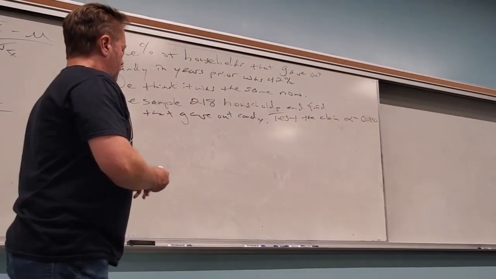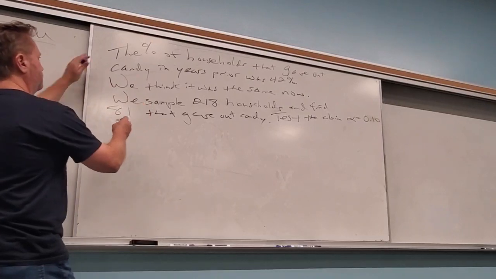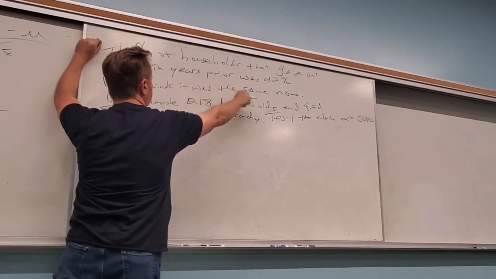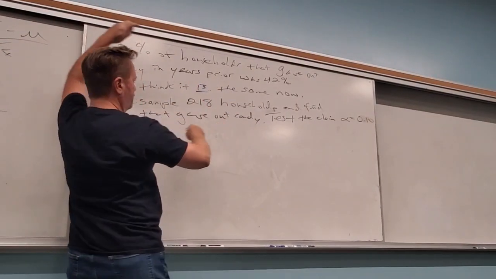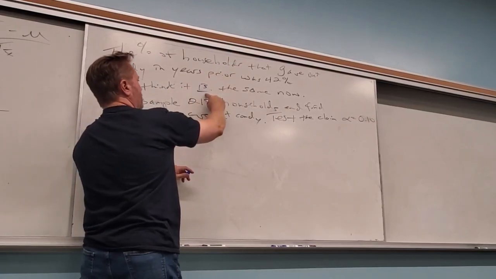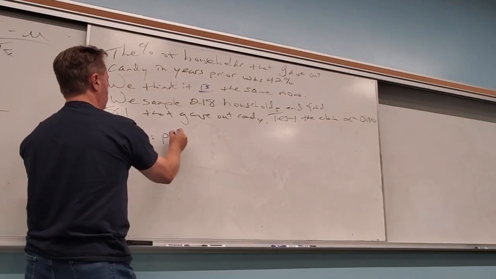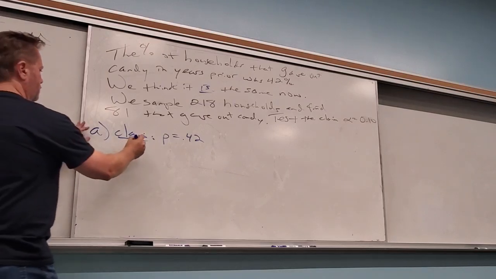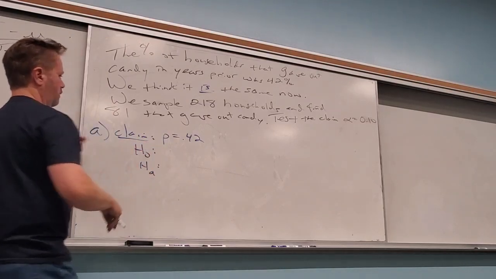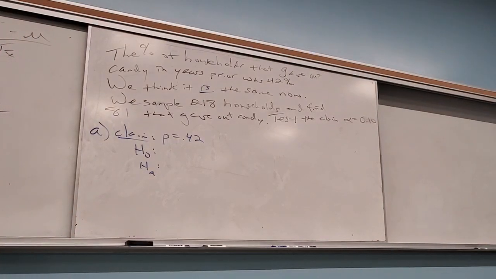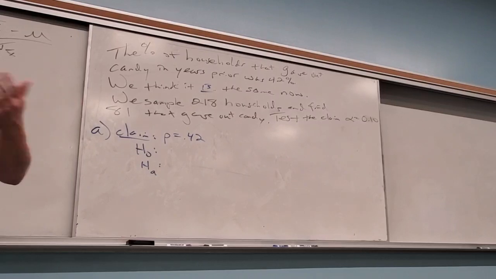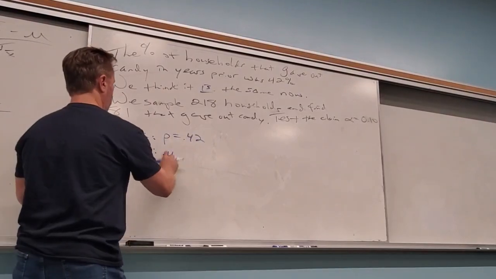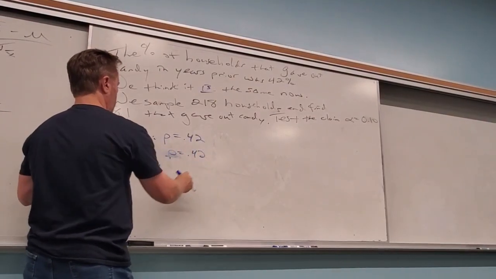What's the claim somebody's making in this problem? Percent equals 0.42. Yeah, the claim is, very specifically, we think it is the same now. So our claim is the percentage is still 0.42. Is that going to be the null or the alternate? Null. Why would it be the null? It's the most equal you can have. So remember, if it's got an equal sign, it's the null. That's the null. What's the alternate going to be?